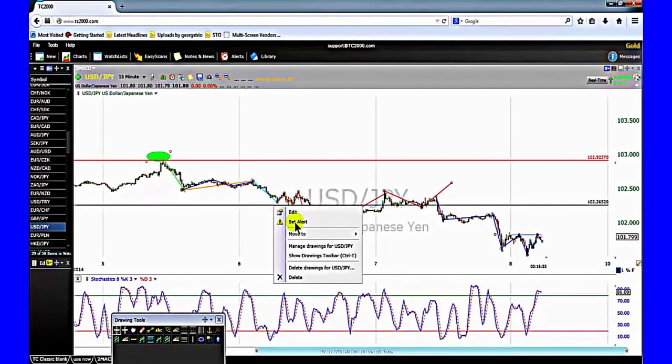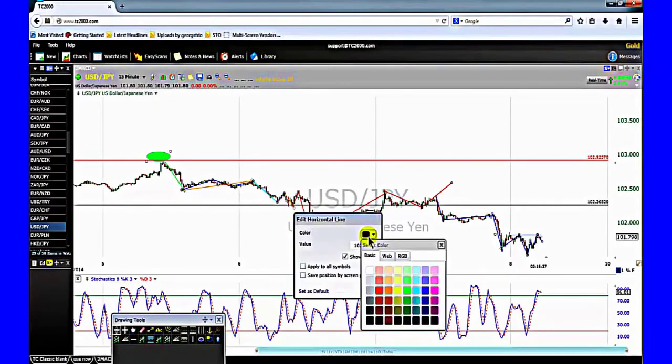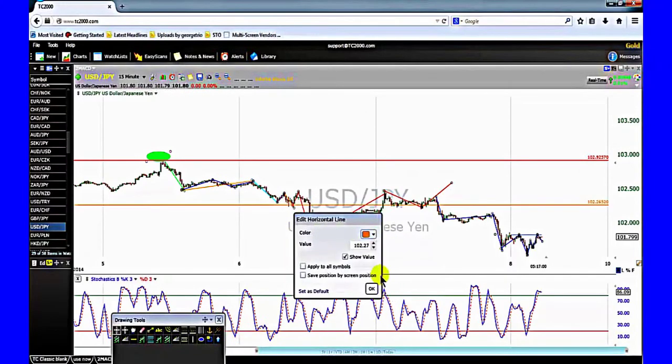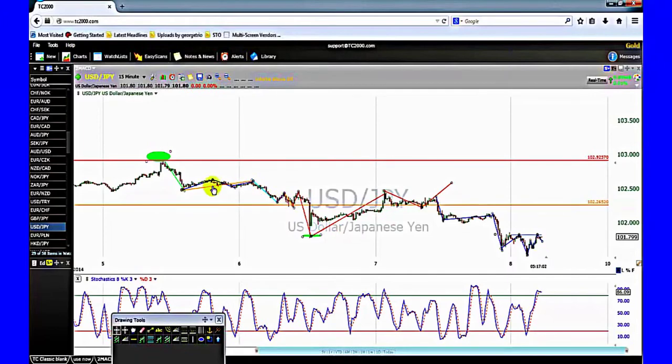Let's color it orange. So from the red line to the orange line, the price has moved in 5 moves: 1, 2, 3, 4, 5. And then we have the correction here: 1, 2, 3, and so on.